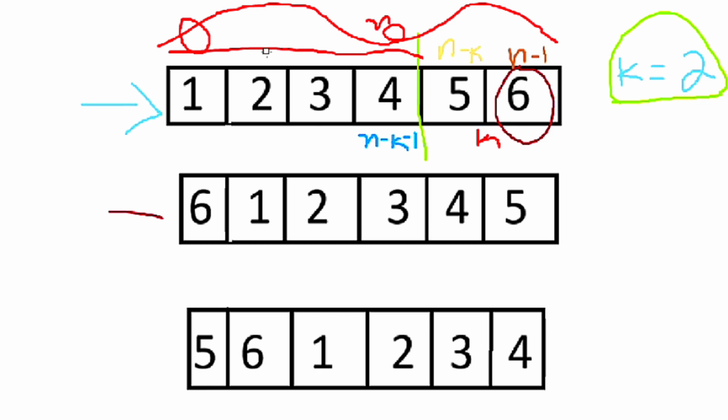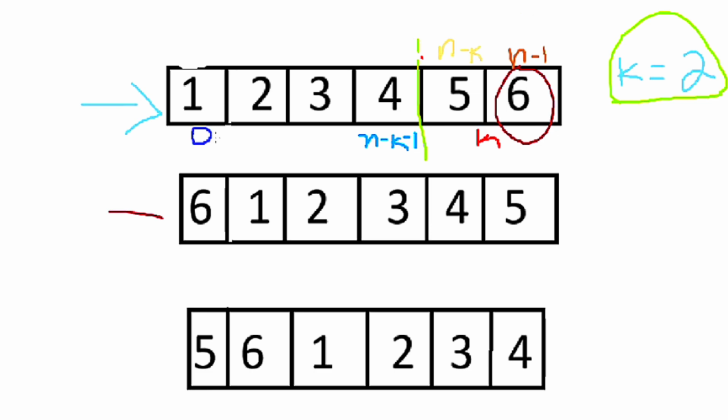I'll rub the unnecessary part. So yeah, this is 0, this is n minus k minus 1, this is n minus k and this is n minus 1. Okay, hope you are getting this. So when you reverse the first part of the array, that is if you reverse this part 0 to n minus k minus 1, what will be your answer?